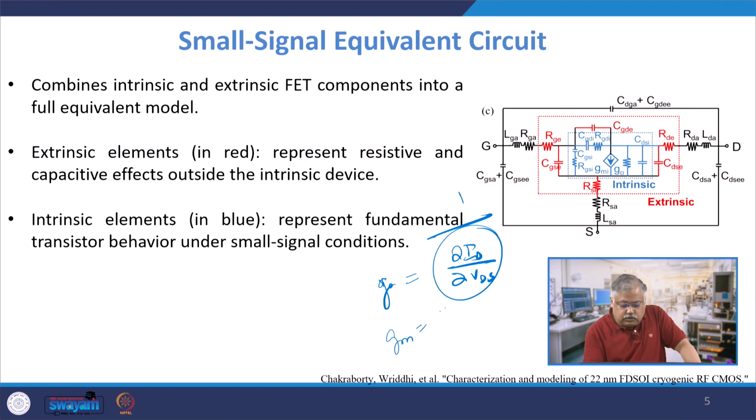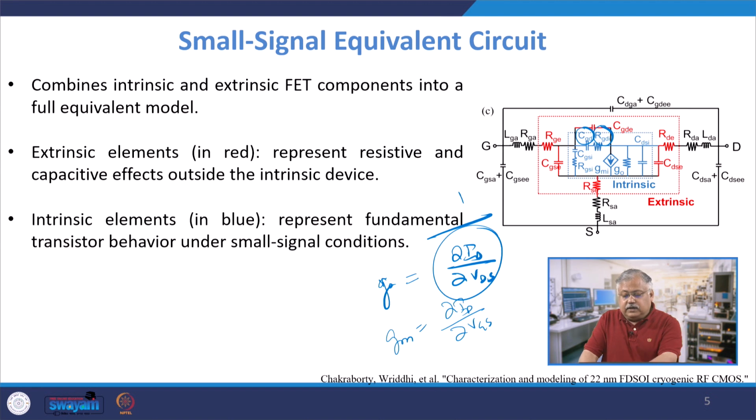GM will be equal to del ID by del VGS, right, and that's how you get the value of GM and CGS. As you can see, CDSI and CGSI are parallel to each other. However, on the gate side, you have an extra resistance known as gate to source resistance, which accounts for the overlap resistance which happens. Similarly, you have gate to drain resistances and capacitances here.